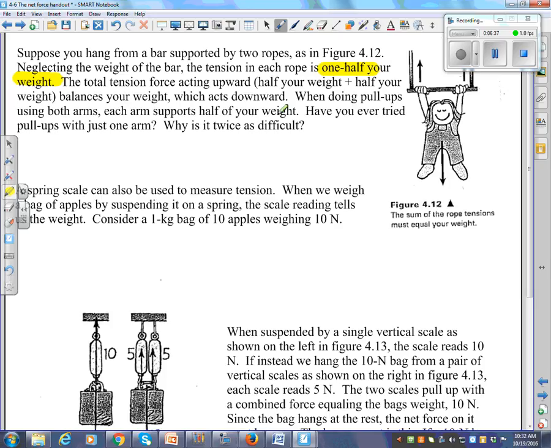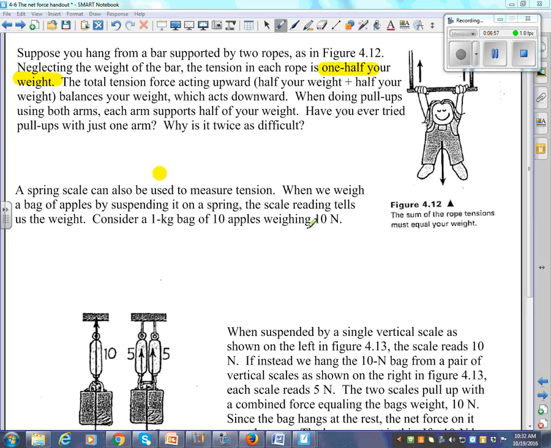Anyways. A spring scale can also be used to measure tension. Let's move past the flexed arm hang. When we weigh a bag of apples by suspending it on a spring, the scale reading tells us the weight. Consider a 1 kilogram bag of apples weighing 10 newtons.